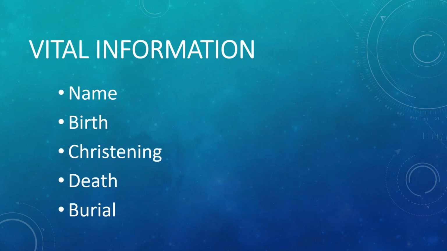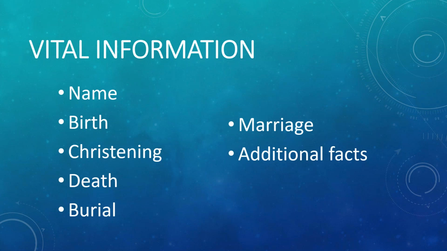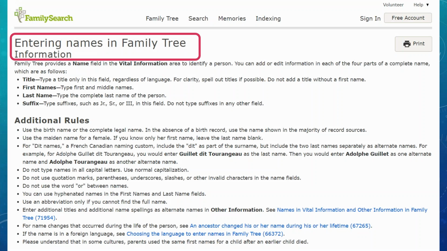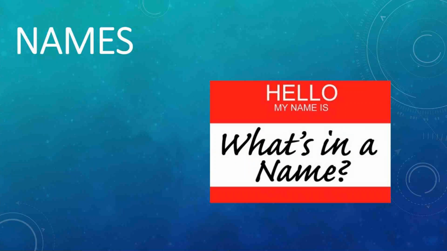Okay, so when we talk about vital information, we are talking about name, birth, christening, death, and burial. Those are the things that we do in that first section. But there's also other things like marriage and additional facts, and so we want to touch on those. There are places where you can go to get information. I'm going to put these at the end of the slideshow. White papers at FamilySearch that have specific information, and also on entering names and family trees, so those will come at the end. So we'll start with what's in a name.